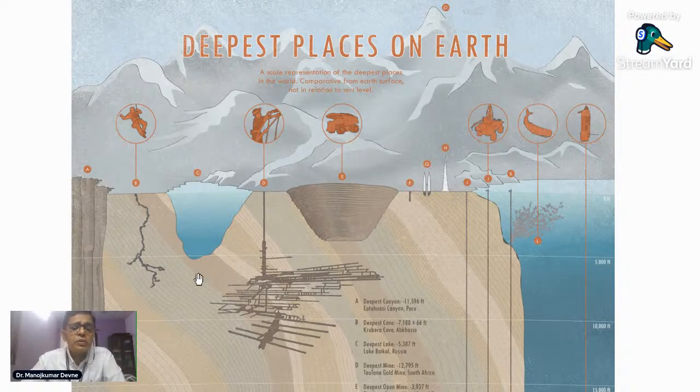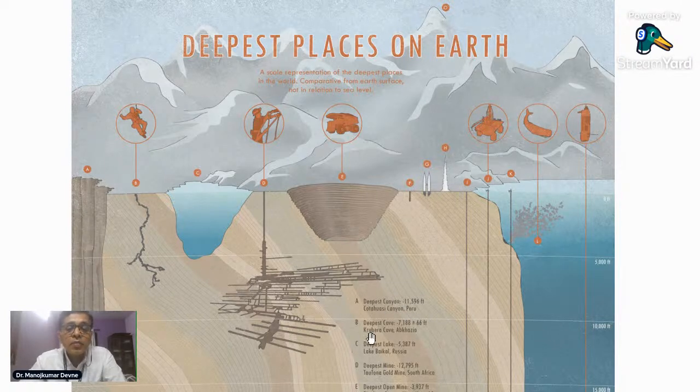Anyway, coming back to this, say A here, you'll see that this line here is 10,000 feet, and this goes a bit deeper than that. It's around 11,596 feet. This is a canyon, and the Spanish words are such tongue twisters. Cotahuasi Canyon in Peru is the deepest canyon you can see here.